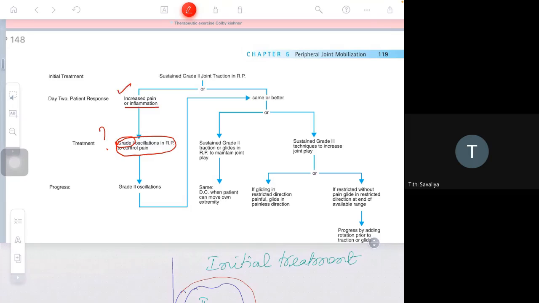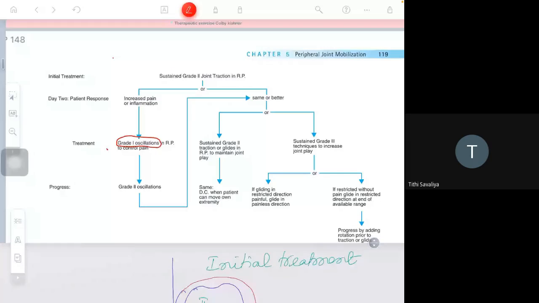Pain has increased compared to the first day, meaning day 1, the initial day. After giving grade 2 distraction, pain is increased, that is, increased compared to the first day. When compared to the previous day, pain is increased now. Now what will you do? How will you proceed? You will give the grade 1 oscillation technique.